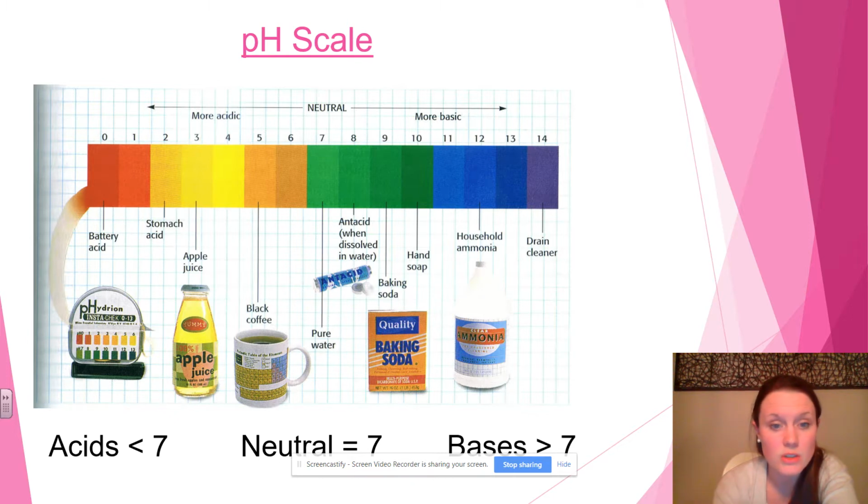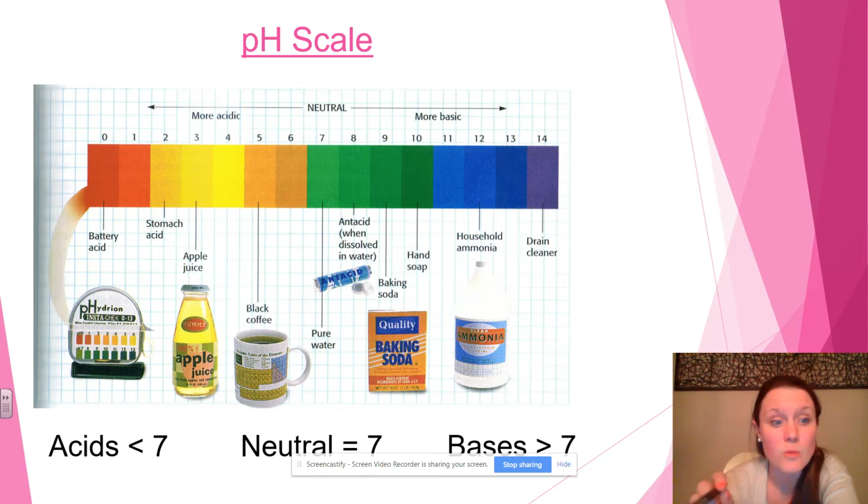So I'd like you to include a couple of examples of basic things as well. Baking soda has a pH of roughly 9. Household ammonia, which is like household cleaner, Windex has ammonia in it, has a pH of 12, so that's a very basic solution. Oven cleaner or drain cleaner like Drano is extremely basic. That's why it's pretty dangerous. You don't want to mess with it. It has a pH of 14.